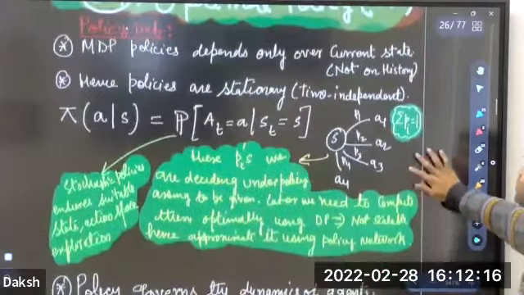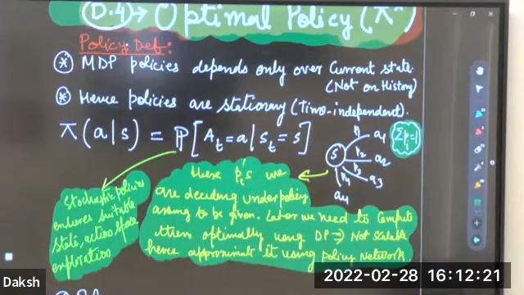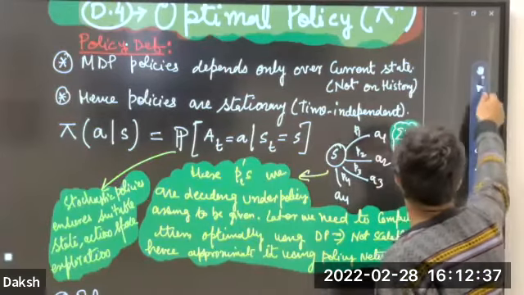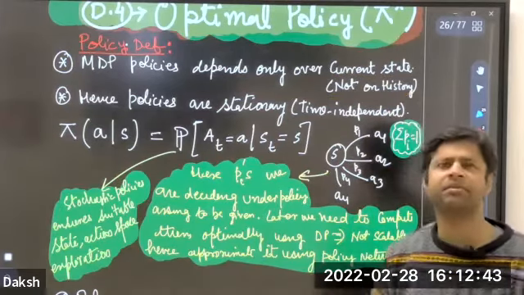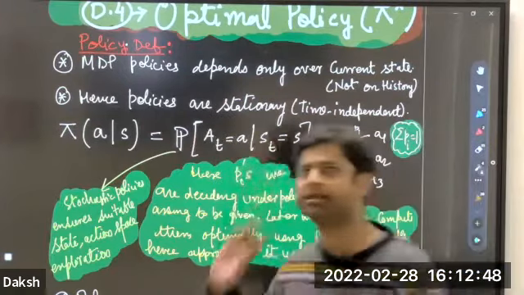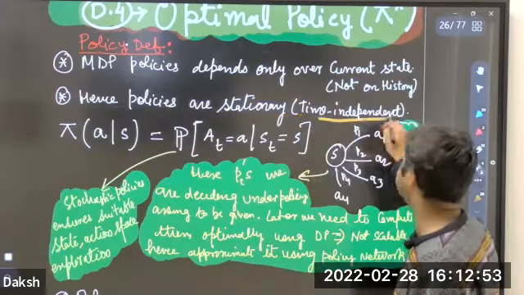Now, again writing the optimal policy. आवाज आ रही है ना? Yes, sir. Okay. MDP policies depend on current states, not on the history. कोई फर्क नहीं पड़ता आपने पिछले मैच में कितने रन बनाए थे. आज के मैच और आगे होने वाले मैचेस में आप कितने रन बनाएंगे. Hence policies are stationary, time independent.